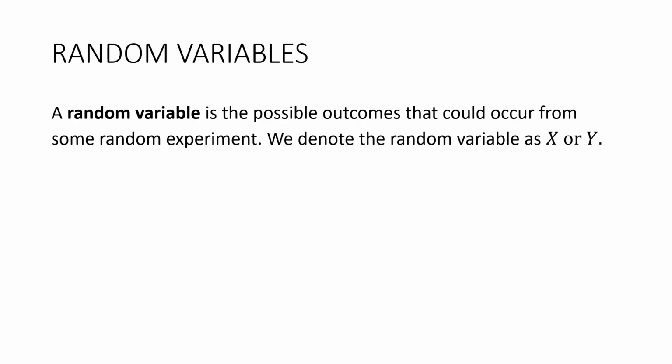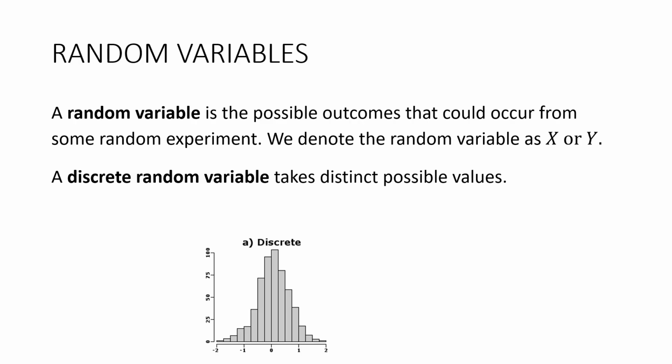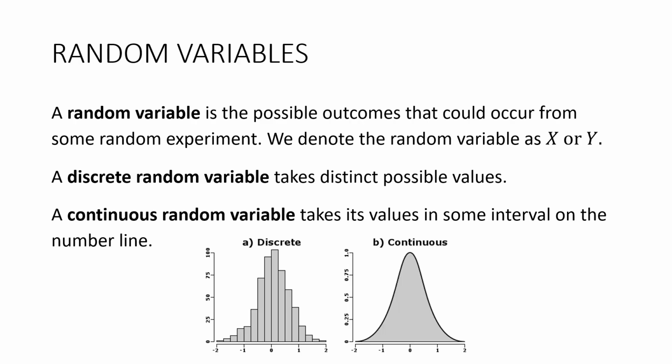So a random variable is the possible outcomes that could occur from some random experiment, and we denote the random variable as X or Y. A discrete random variable takes distinct possible values, whereas a continuous random variable takes its values in some interval on the number line.